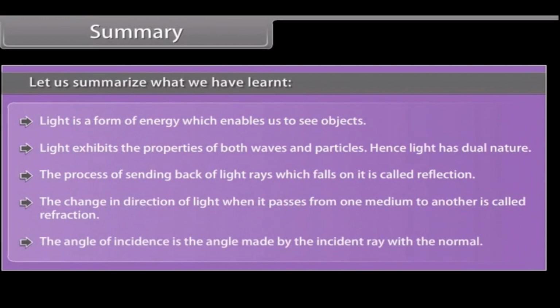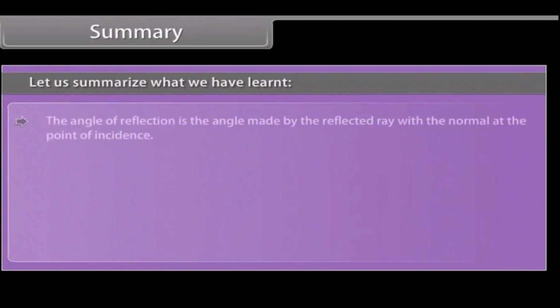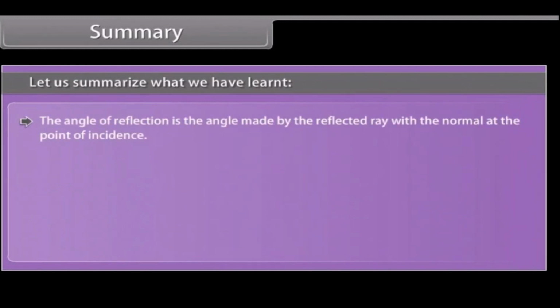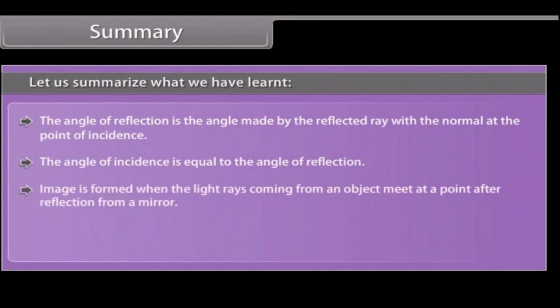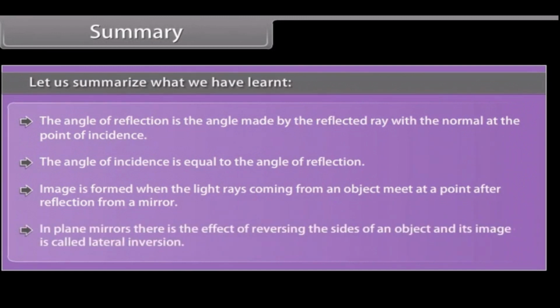The angle of incidence is the angle made by the incident ray with the normal. The angle of reflection is the angle made by the reflected ray with the normal at the point of incidence. The angle of incidence is equal to the angle of reflection. An image is formed when the light rays coming from an object meet at a point after reflection from a mirror. In plane mirrors, there is the effect of reversing the sides of an object, and this is called lateral inversion.